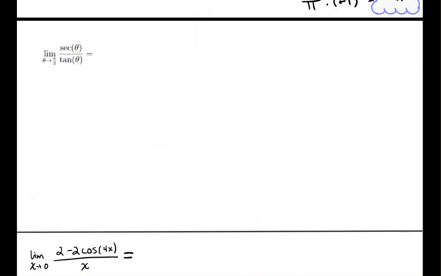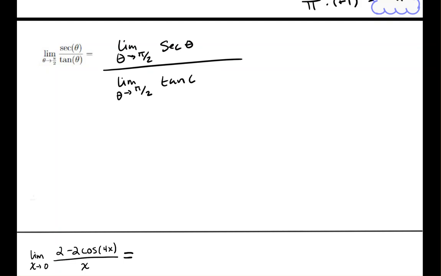Now, as we begin to think about this limit, we see we've got a fraction. So we know that we could split the limit into the limit of the top divided by the limit of the bottom. So now we're looking at two separate limits.